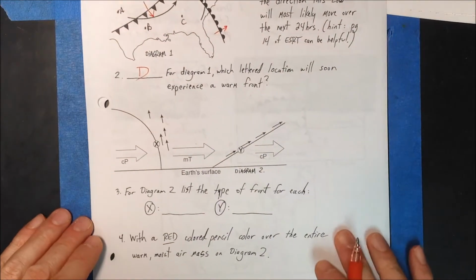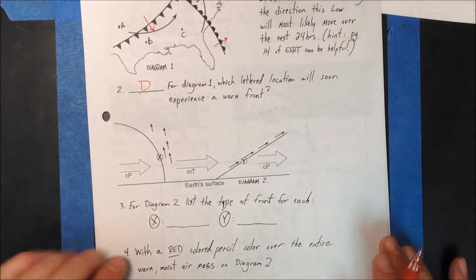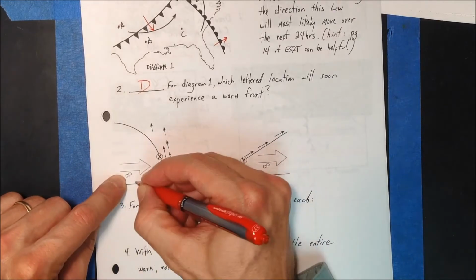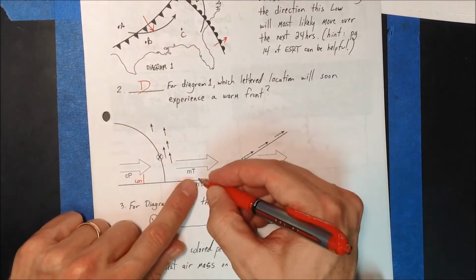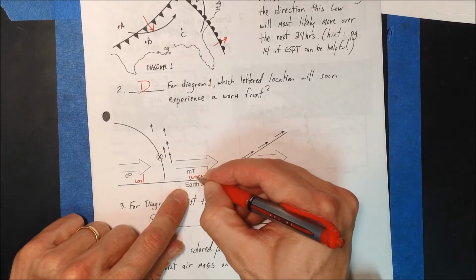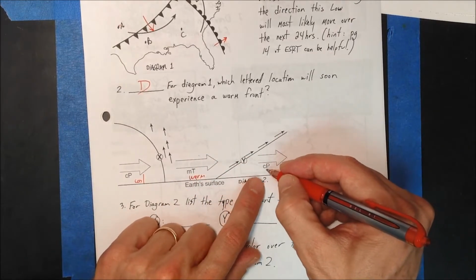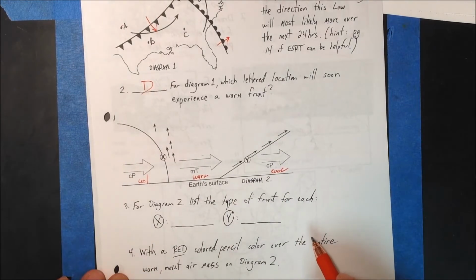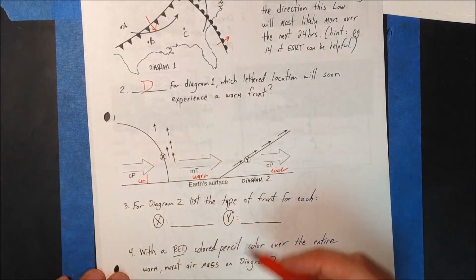Okay, this one. 3, for diagram 2, list the type of front for each. Diagram 2 is here. It's continental, polar, cool, you can write cool here if you want, polar, tropical, warm, and then continental, polar, you can write cool. Whatever helps you on these diagrams, please do it. This is for you.